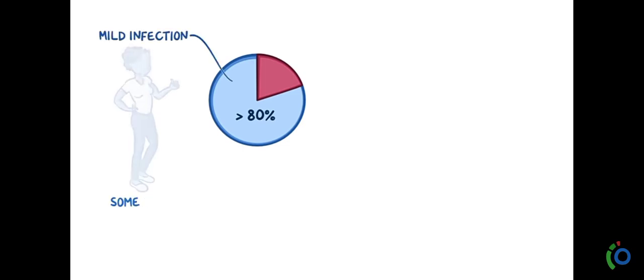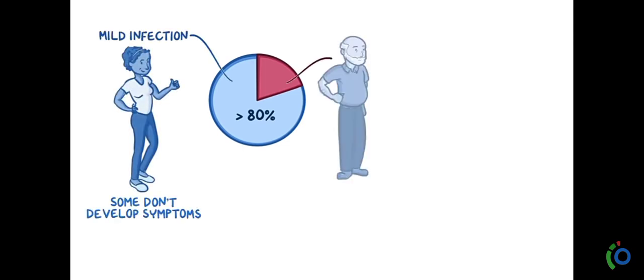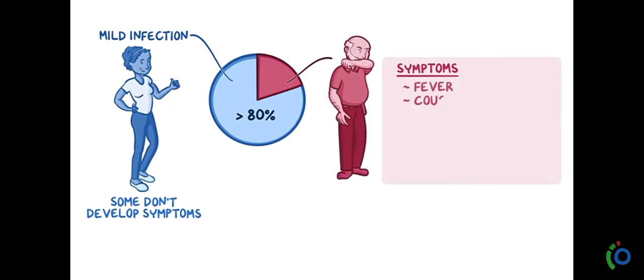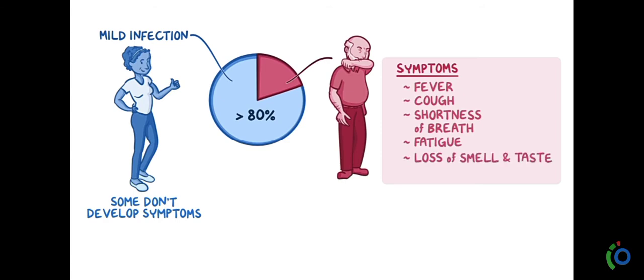Now, overall, based on the current data, over 80% of the patients with COVID-19 have a mild infection, and some people don't develop any symptoms at all. For others, they can develop mild symptoms, like fever, cough, and shortness of breath. Other symptoms include fatigue and things like loss of smell and taste.